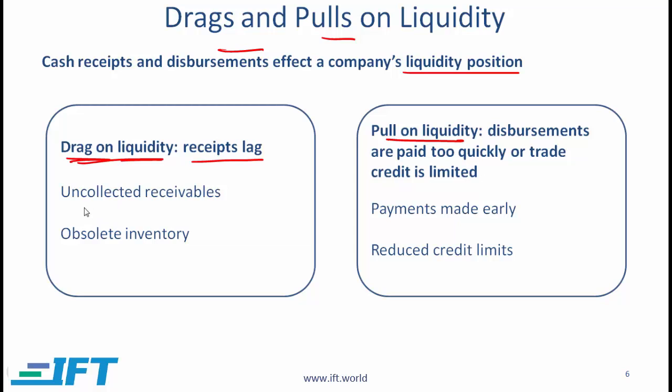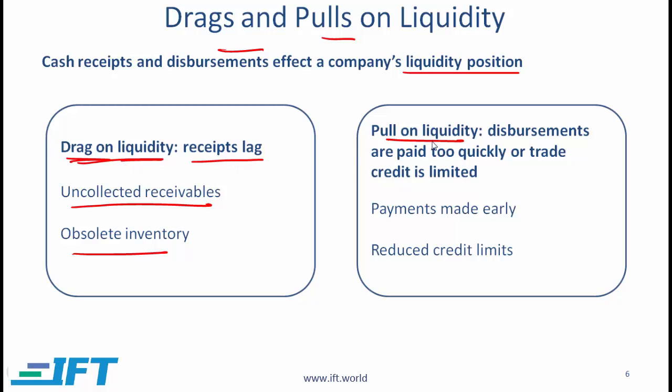For example, if a company is slow at collecting receivables, whereas the company is making its payments on time, then this creates a drag on liquidity because the company is not collecting cash at a fast enough rate compared to paying bills. Obsolete inventory again creates a drag because the company is not selling its inventory, but the company is still making its regular payments.